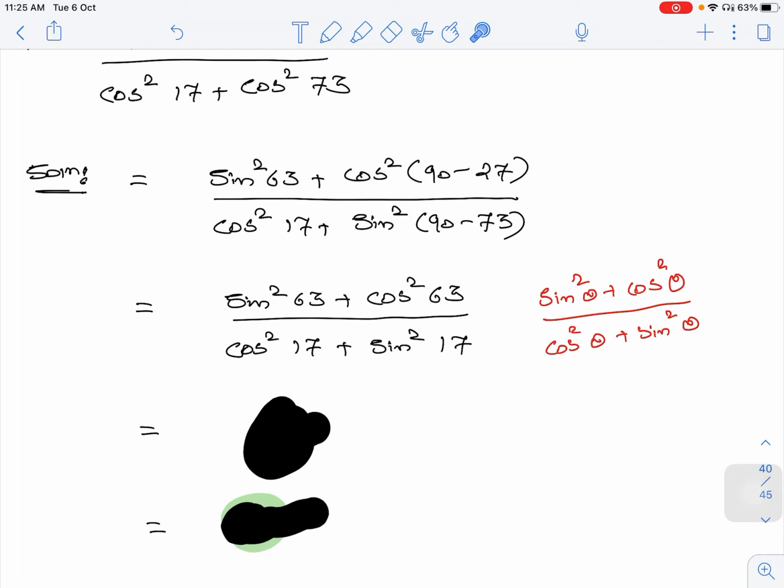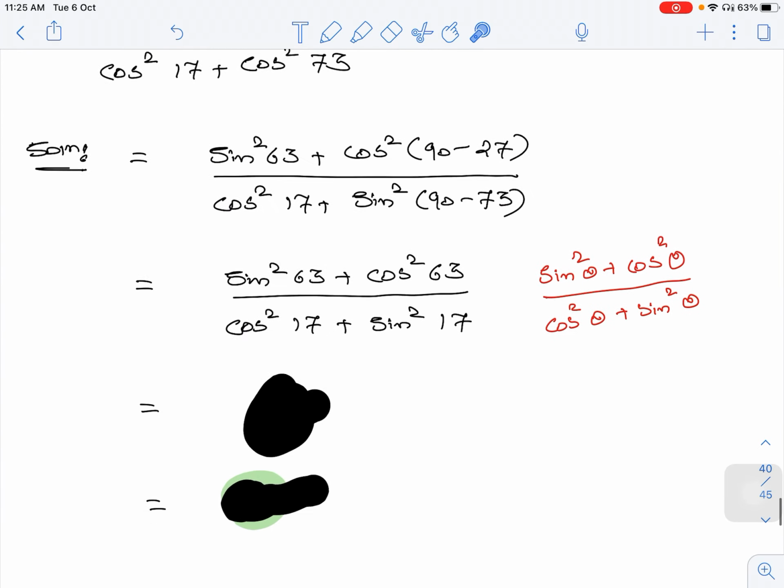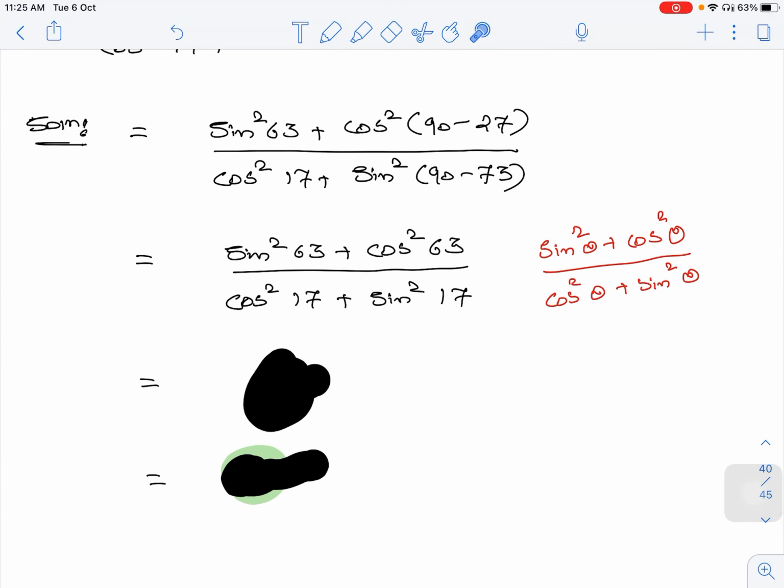Let us check it. Do we have an identity for sine square theta plus cos square theta? So yes, we have sine square theta plus cos square theta equals 1. So this value we are going to use over here. Instead of this one, which is nothing but sine square theta plus cos square theta, we write 1, and the denominator is also the same. Cos square theta plus sine square theta means same as above. So this one also gives 1.